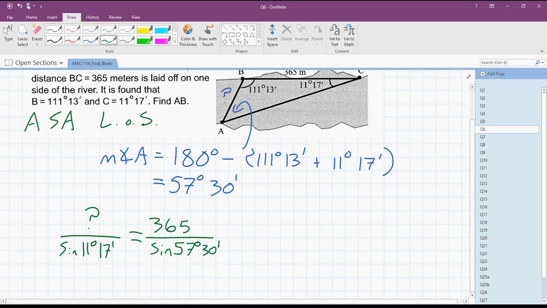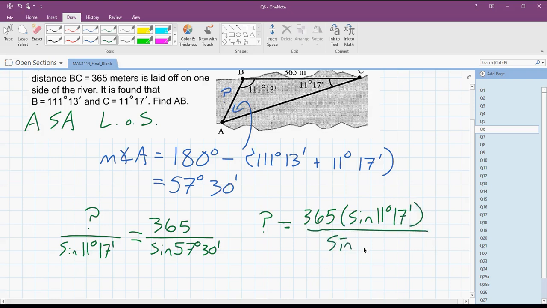On every problem, they've always had us figure out that one angle, and then we use it. So we do our cross multiplying, and then you do your one division step, and your question mark will come out to equal 365 times sine 11 degrees, 17 minutes, all divided by sine 57 degrees, 30 minutes. And they want you rounding to the nearest whole number on this one.